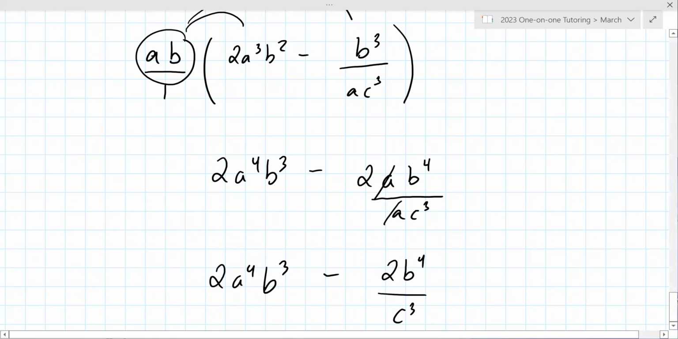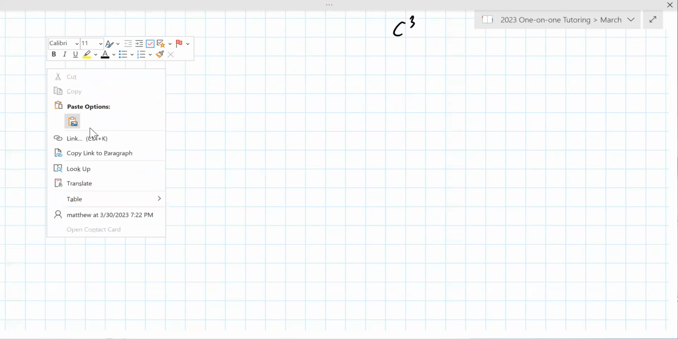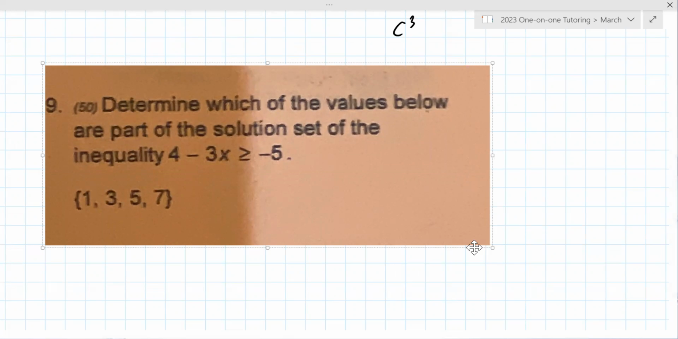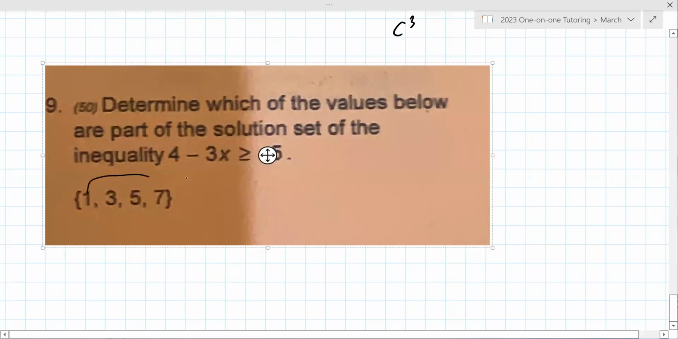All right, number 9. There's a couple of ways to do 9. One way is to try each of the numbers. That's relatively slow, but you could do that. You could do 4 minus 3 and then put the 1 in for x and see if it's true or false. The way that you're probably supposed to do this is to actually solve this for x. Okay, so I think we should do it that way.